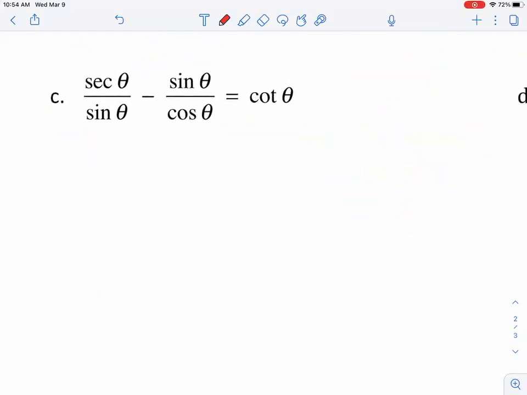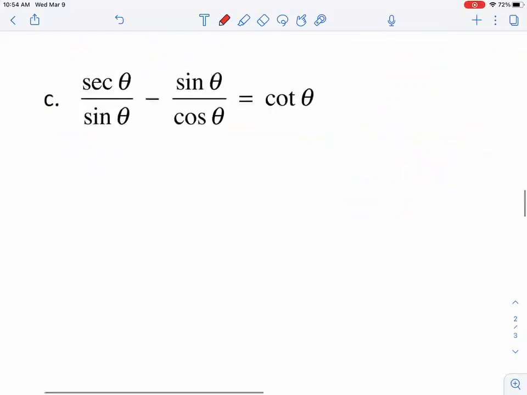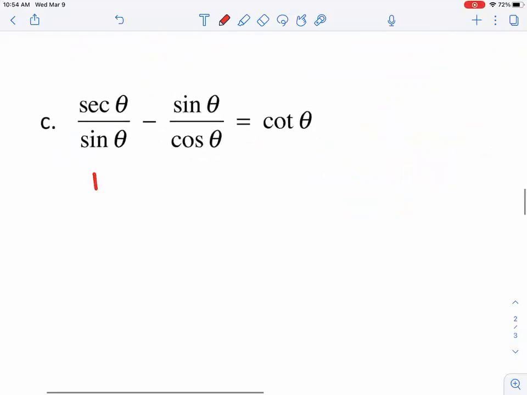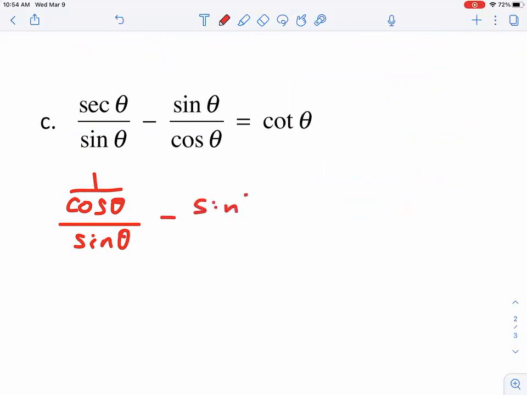All right, I'm going to work on the left-hand side. The secant of theta is 1 over cosine. So I get 1 over cosine theta divided by sine theta minus sine theta over cosine theta. We're trying to show that that equals the right-hand side.